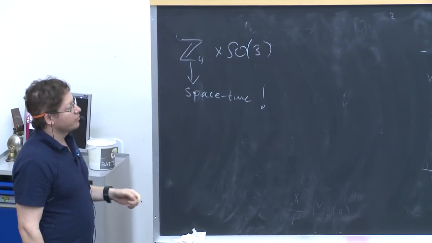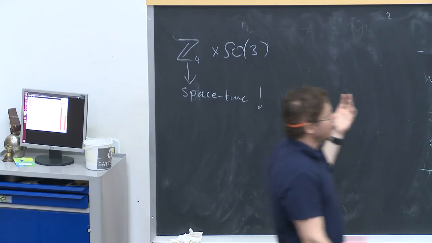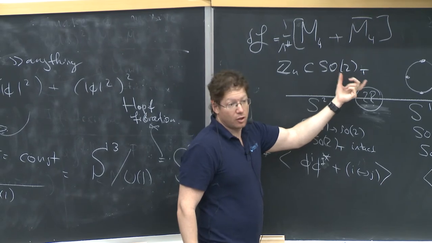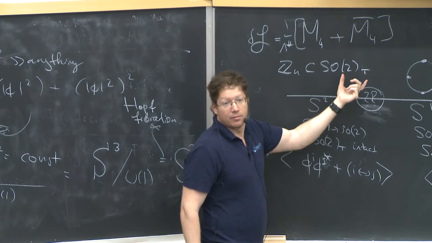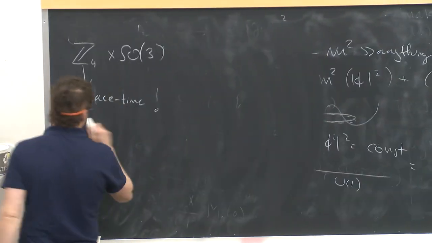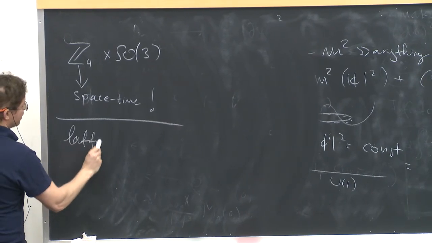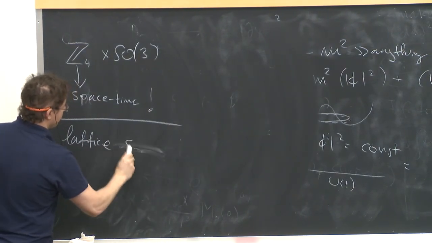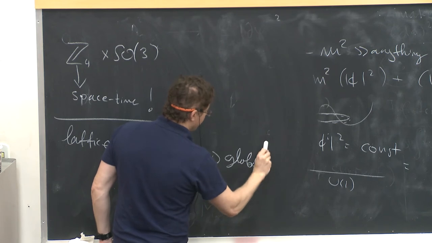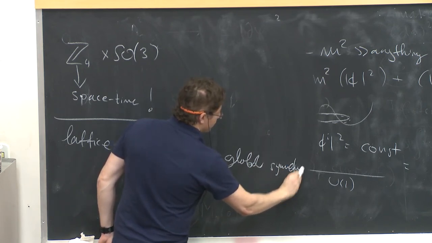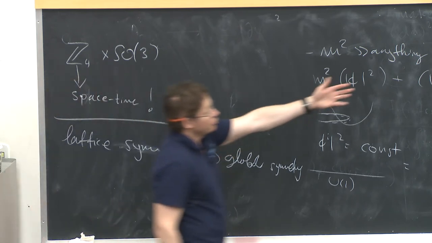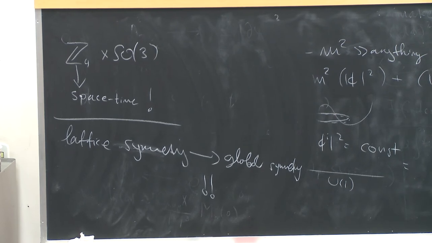And now we said something that looks at first sight insane. We're embedding the Z4 inside SO2 topological. And SO2 topological is a perfectly good unitary global symmetry. It's non-space-time. This looks insane, but that's what we've done, right? We said that lattice symmetry in the continuum gets embedded into a global, non-space-time symmetry. This looks bizarre. So the Z4 symmetry of the lattice turned out to be embedded in the monopole quantum numbers, which is a good global symmetry.